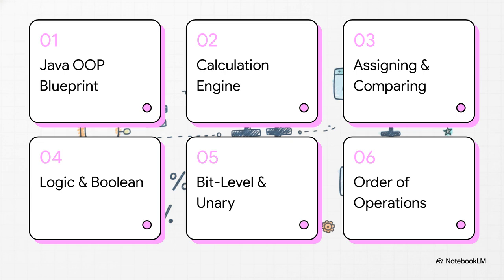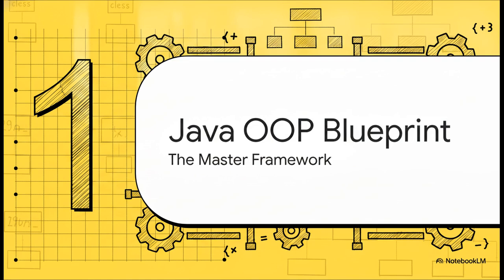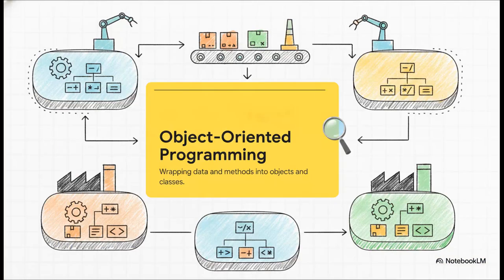Let's get into it. Starting right off with Section 1, the Java OOP blueprint. Because before we can tinker with the engine, we really need to understand the framework holding all of it together. So object-oriented programming, or OOP for short, our source defines it as a programming paradigm based on wrapping data, which we call variables, and methods into objects and classes. Honestly, think of this as a highly structured software factory. Instead of just having random code floating around loosely, Java demands that absolutely everything is neatly packaged.